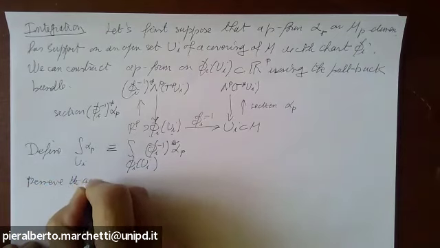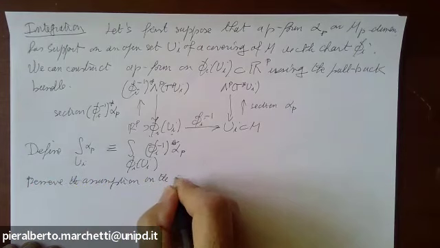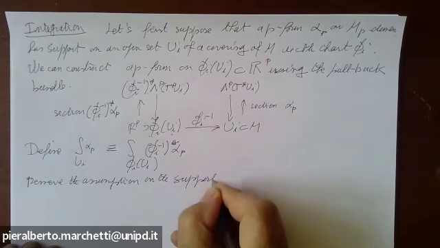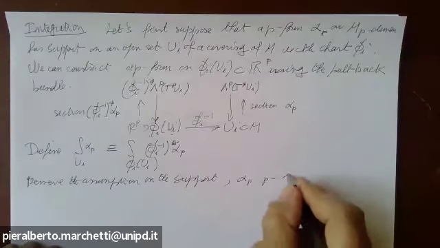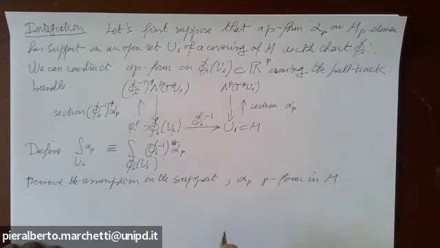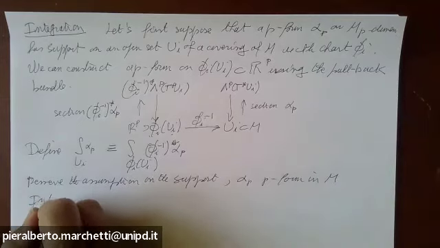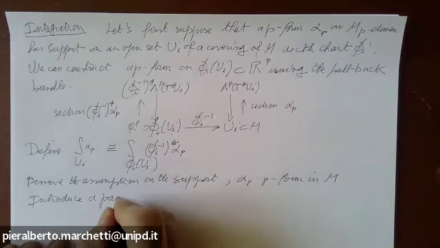Now you remove the assumption of the support, so that alpha is a p form in M. So how can I remove this? We introduce a new concept, a partition of unity.